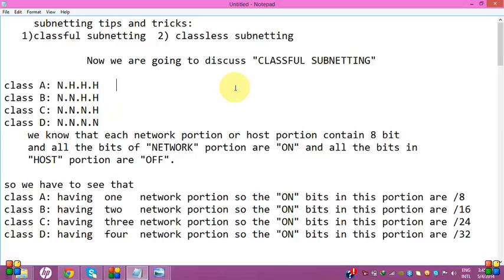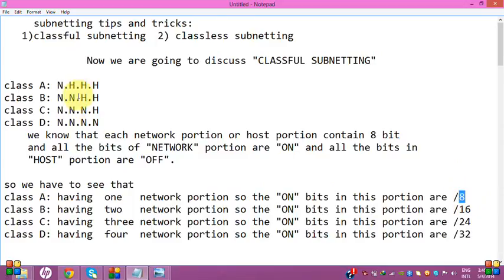Now, we know that each network portion or host portion contains 8 bits, and all the bits of the network portion are on and all the bits of the host portion are off. So we have to derive that class A has one network portion, so the slash value is 8. The slash value shows the bits in the network. So there is only one network octet on in class A, so we put the slash value 8. It shows the network bits.